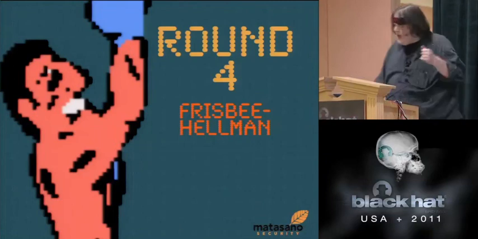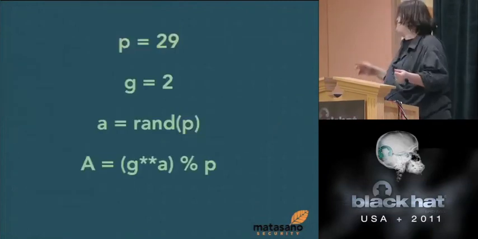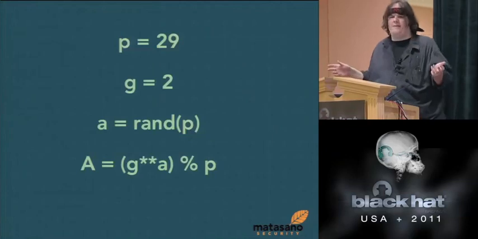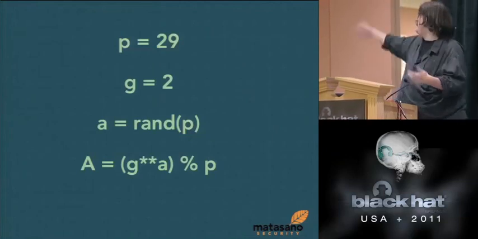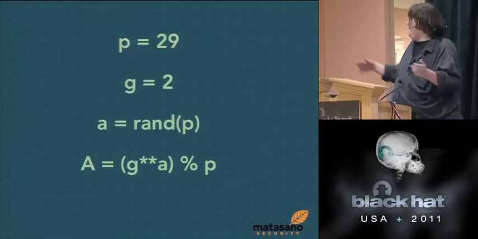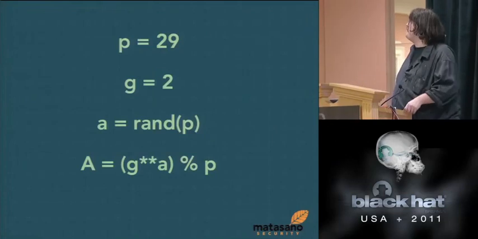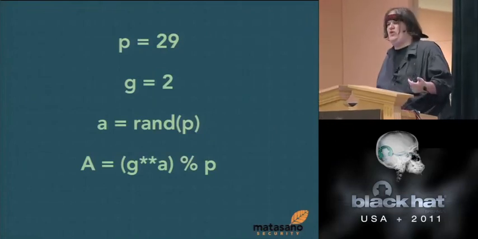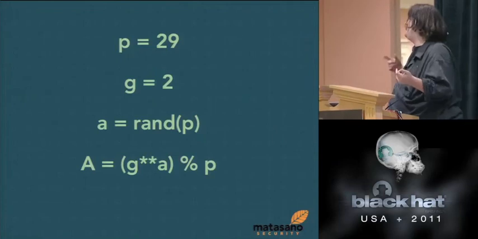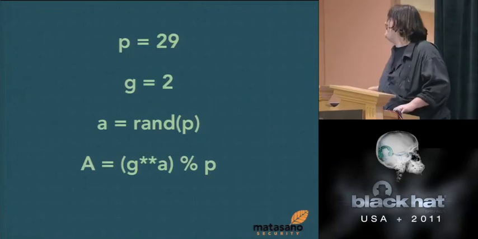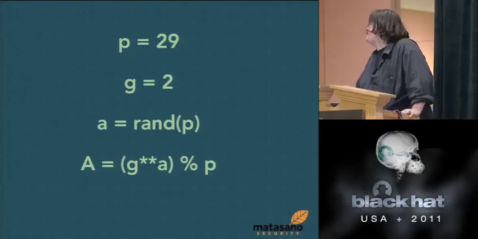So here you go. Imagine, if you will, I had asked you to open up a Ruby IRB window and punch these things in. P is 29, which is a small prime number. G is 2, a number that we're going to use to generate numbers within the ring of all those numbers from 0 to 29. And then a is a small random number. a is rand P, a number between 0 and 29.